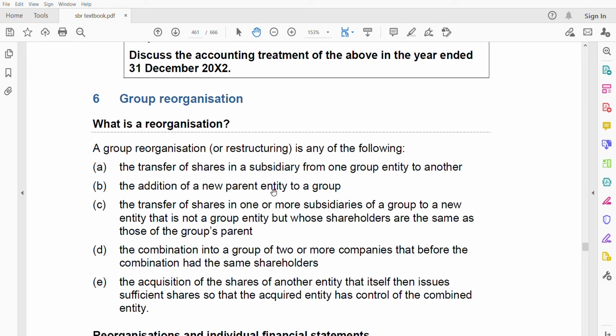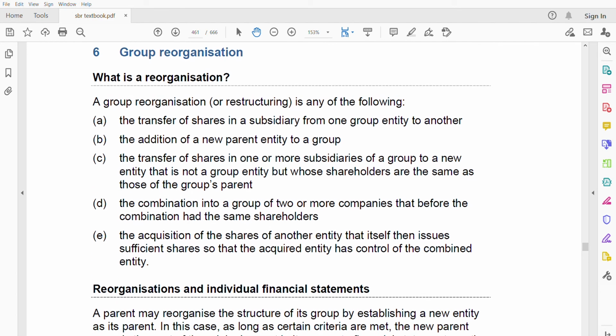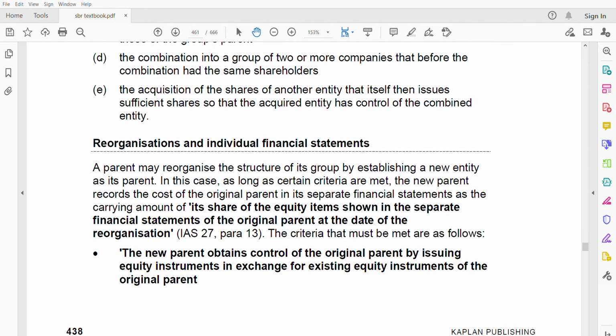Addition of a new parent entity to a group. Third, transfer of shares in one or more subsidiaries of a group to a new entity that is not a group entity but whose shareholders are the same as those of the group's parent. Combination into a group of two or more companies that before the combination had the same shareholders. Acquisition of the shares of another entity that itself then issues sufficient shares so that the acquired entity has control of the combined entity. So you can just read through all this and understand. It's not so difficult.